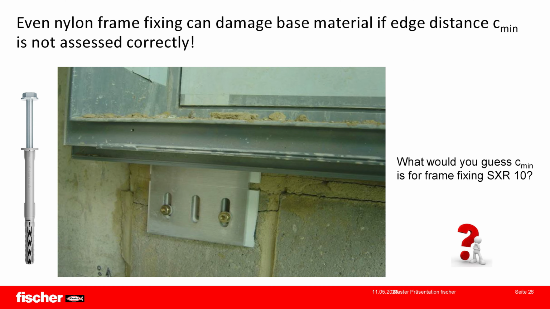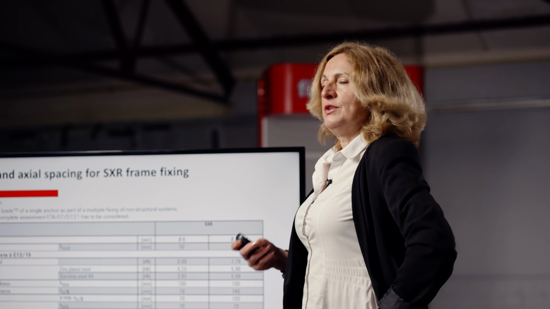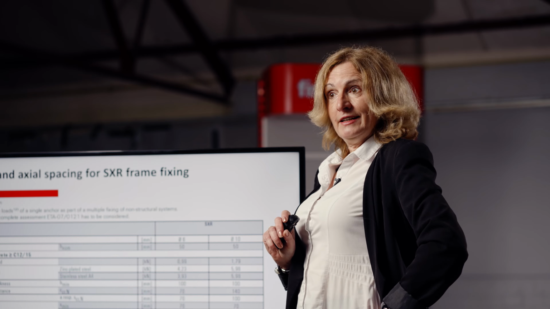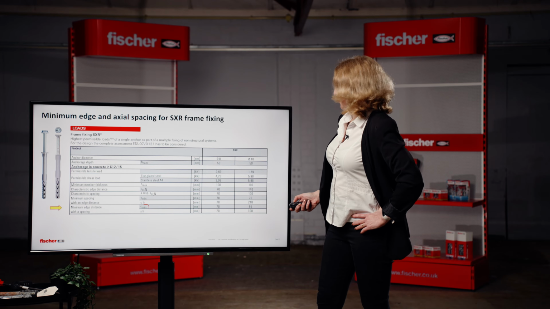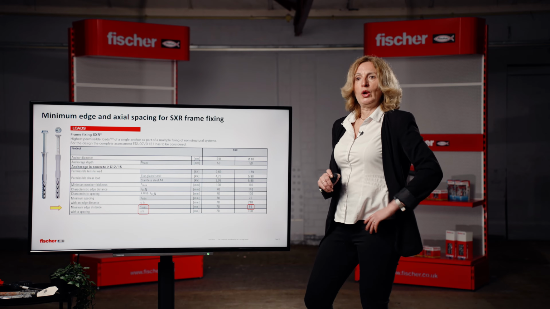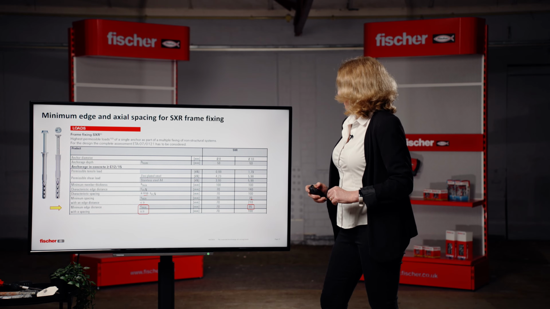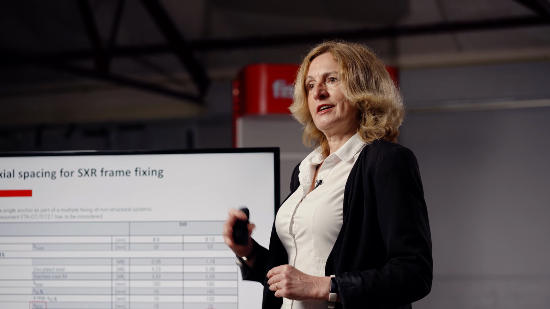And by the way, what do you reckon would be the minimum allowable edge distance if you take a 10 mil SXR frame fixing? Let's have a look at a load table where you can find this information. If you are installing SXR 10 in concrete, the minimum allowable edge distance is 85 millimeters. However, if you are installing 2 frame fixings and they are 70 millimeters apart, you need to increase the edge distance from 85 to 210 millimeters.